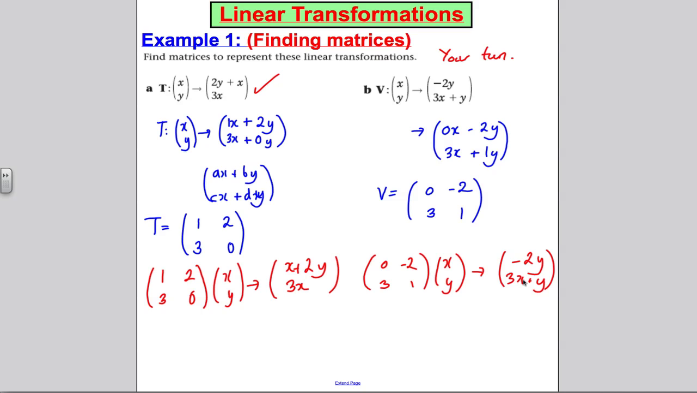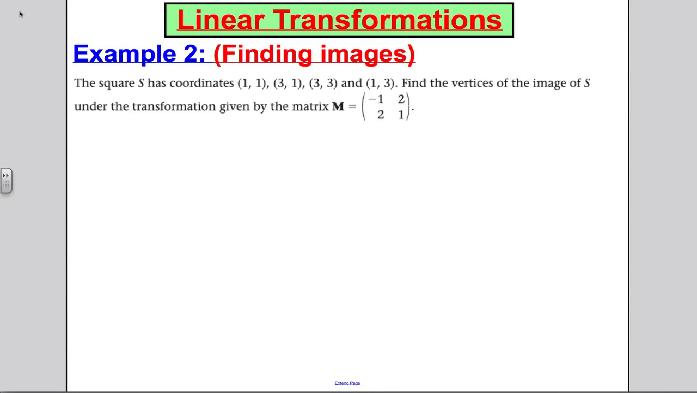Okay, so what we've done is we've been given a linear transformation, we've been told the rule, and we have found the matrix. Now we're going to be given the matrix, and we're going to find what happens to points when we put them in this matrix. So I have a square with these coordinates here, and I want to find the vertices of this square under this matrix.